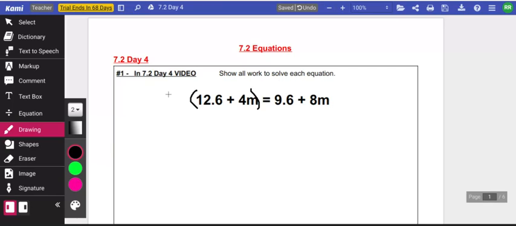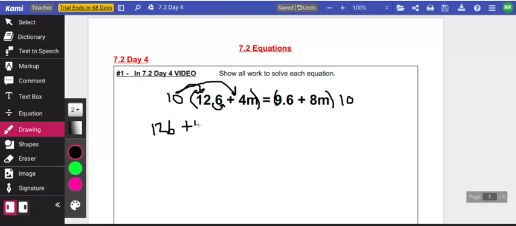When I do that, that creates parentheses. And so when solving the equation, I follow 5 steps. Step 1 is eliminate parentheses. So I'm going to distribute 10 times 12.6. When multiplying by 10, I move the decimal one place to the right. And so 10 times 12.6 would be 126. 10 times 4m, that's positive 40m. Positive 40m, bring my equal sign straight down.